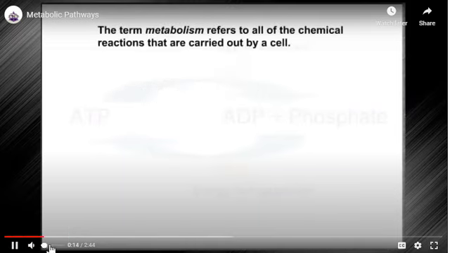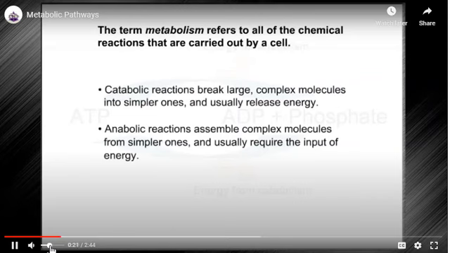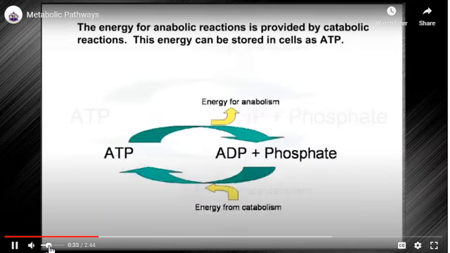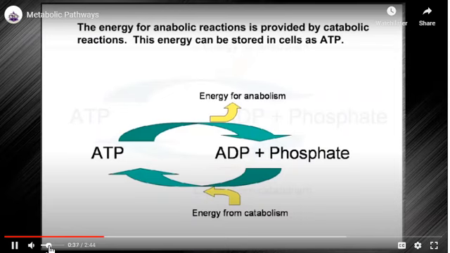Metabolic pathways. The term metabolism refers to all of the chemical reactions that are carried out by a cell. Catabolic reactions break large, complex molecules into simpler ones and usually release energy. Anabolic reactions assemble complex molecules from simpler ones and usually require the input of energy.